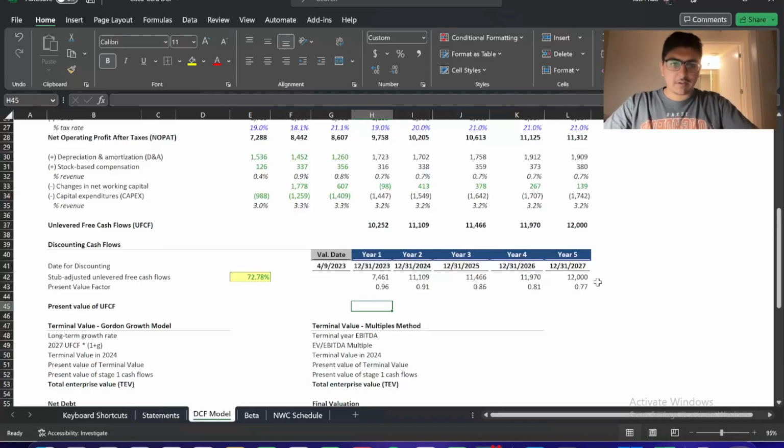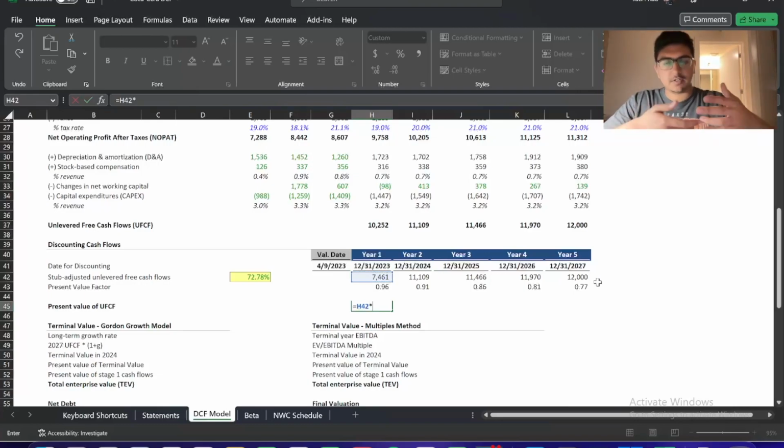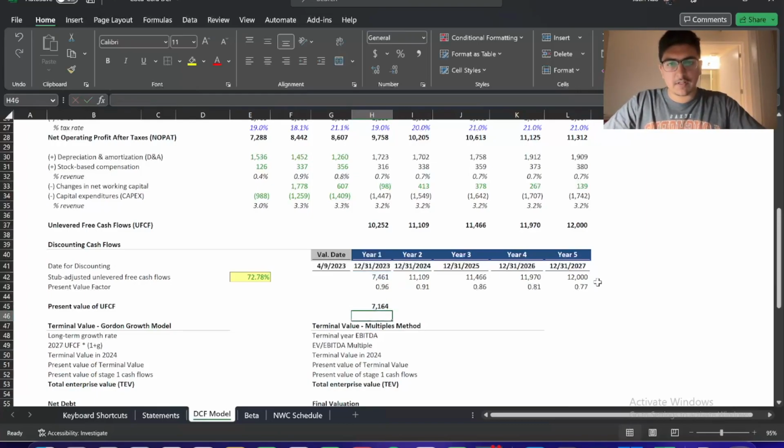So the present value of the unlevered free cash flows is very simply the stub adjusted cash flows. For the first year, it's just a full cash flow projection for the future years multiplied by the present value factor.